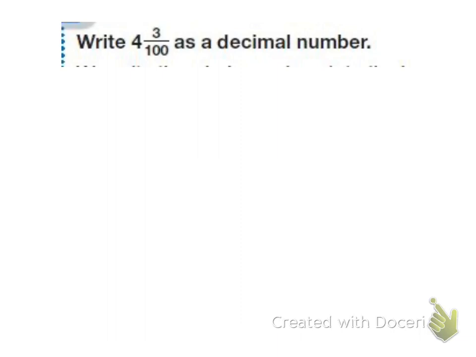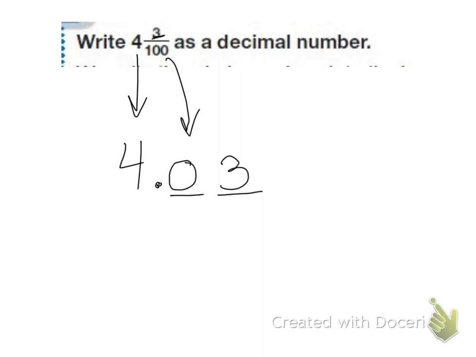All right, this says write 4 and 3/100 as a decimal number. So the 4 is a whole number, so I just write that as a 4. And then I put my decimal, and I'm going to write 3 hundredths. So remember, hundredths has 2 place values. So since I just have the number 3, I have to put a 0 and a 3. Because if I put a 3 and a 0, that would be 30 hundredths. But I just want 3 hundredths.